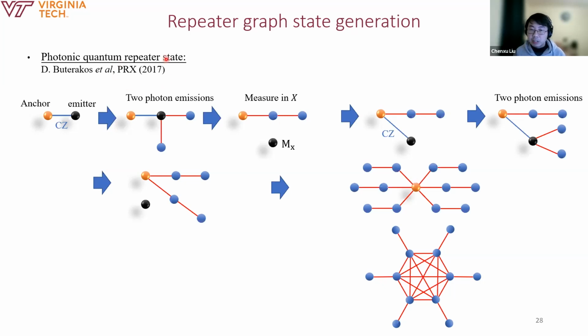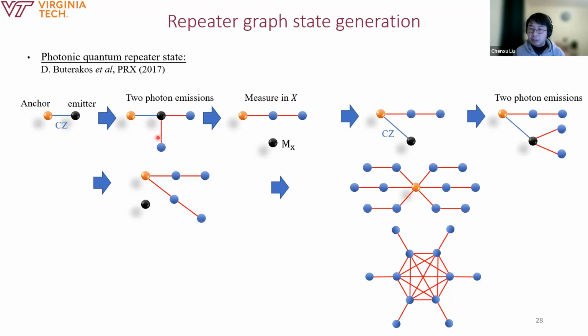So in 2017, this PRX paper, also from our group, proposed a scheme to generate this repeater graph state for optical photons using one photon emitter and another matter qubit, which serves as an anchor qubit. So here I sketch the generation scheme proposed in this PRX paper. In this generation scheme, at first we apply a CZ gate to entangle the anchor qubit and the emitter qubit. Then we pump the emitter qubit twice to generate 2 more photon qubits.